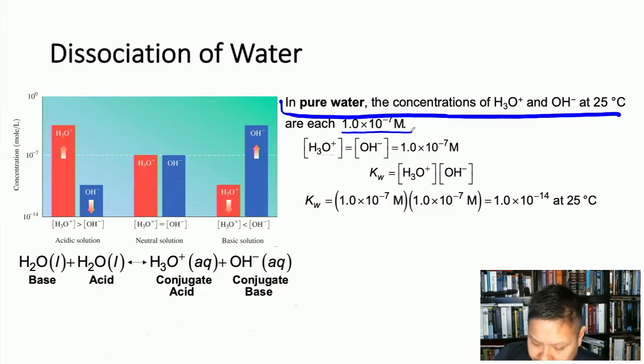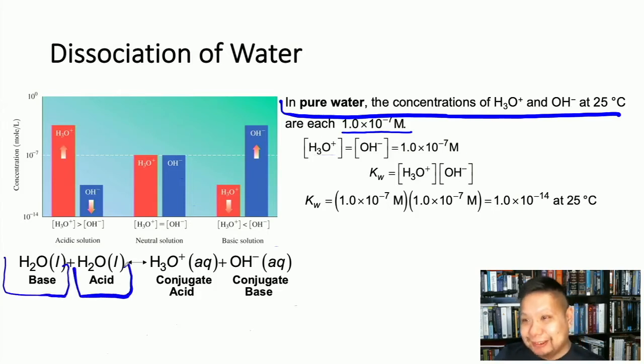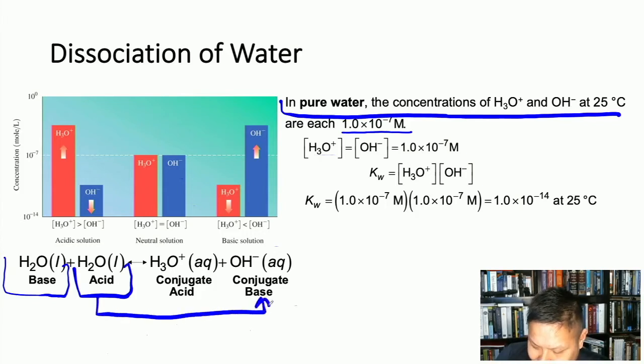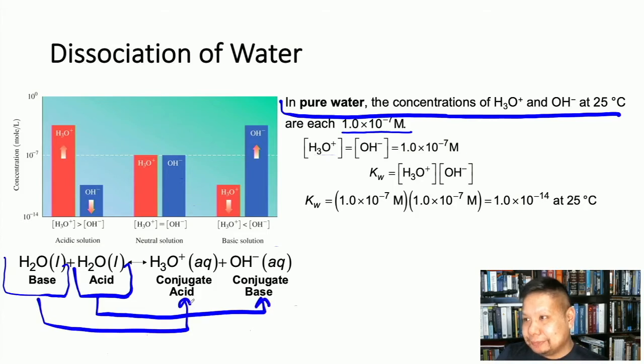And just a quick review here. Remember, when we're doing the Bronsted-Lowry acid-base theory, we have a base, which is the water. We have water, which is the acid, right? One of the waters has to be the base, and one of the waters has to be an acid. And then the conjugate base to one water's acid is the hydroxide, and the conjugate acid to one water's base is the hydronium, right?